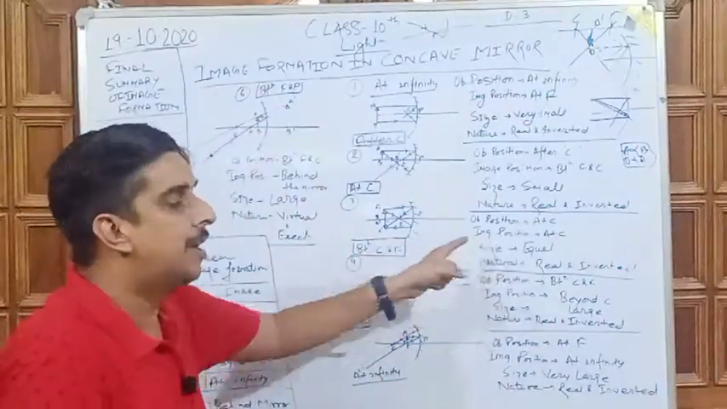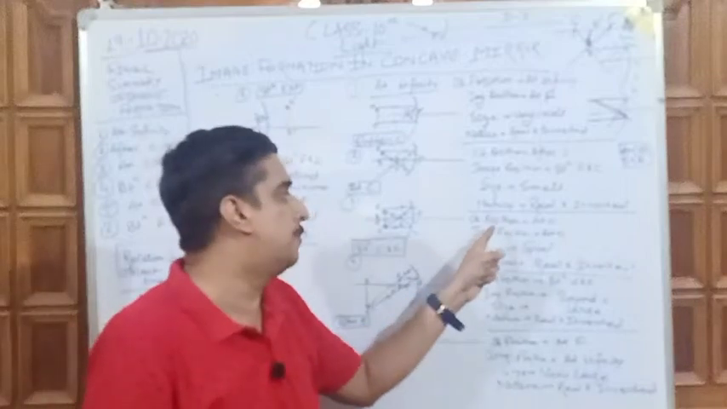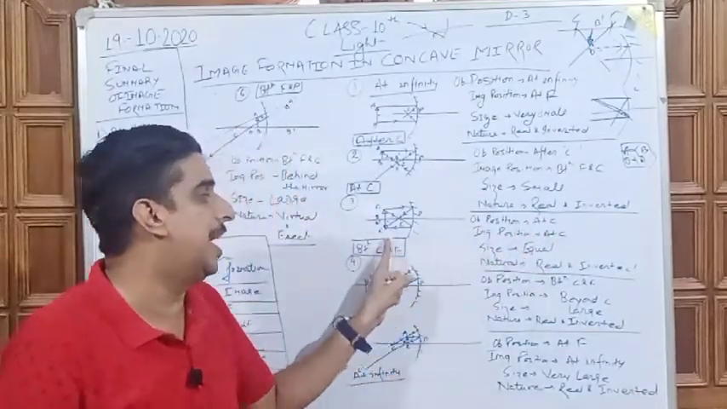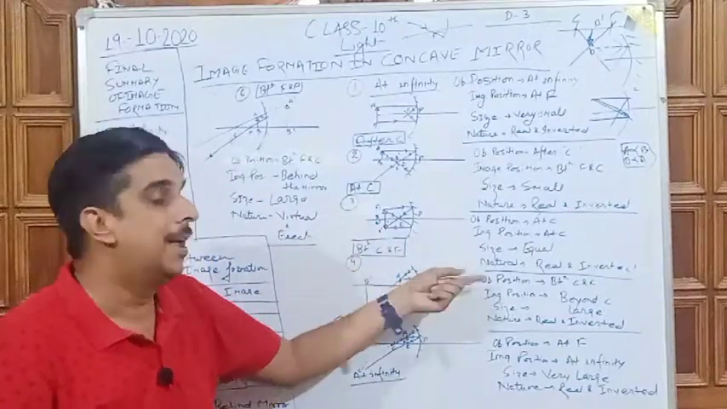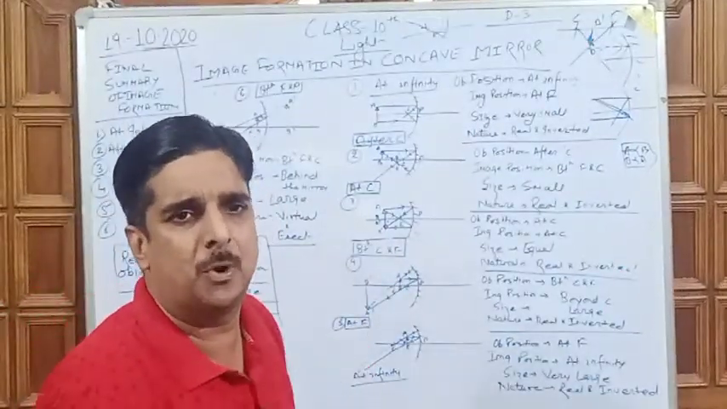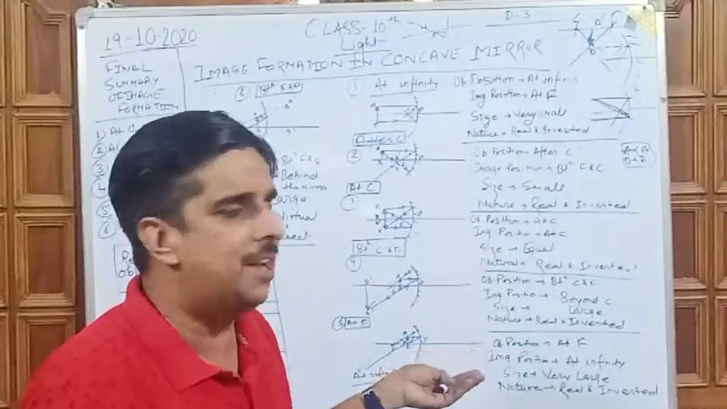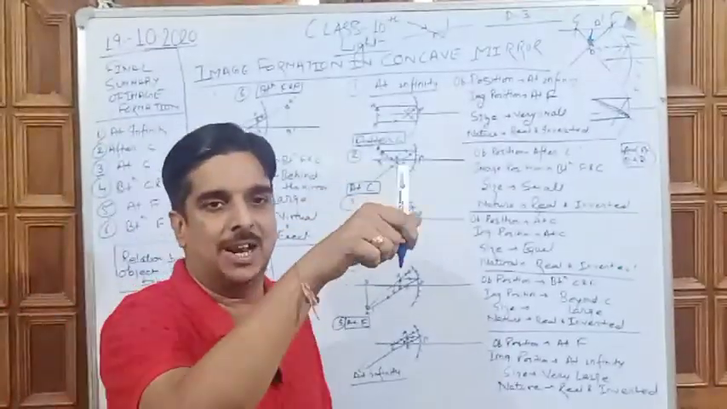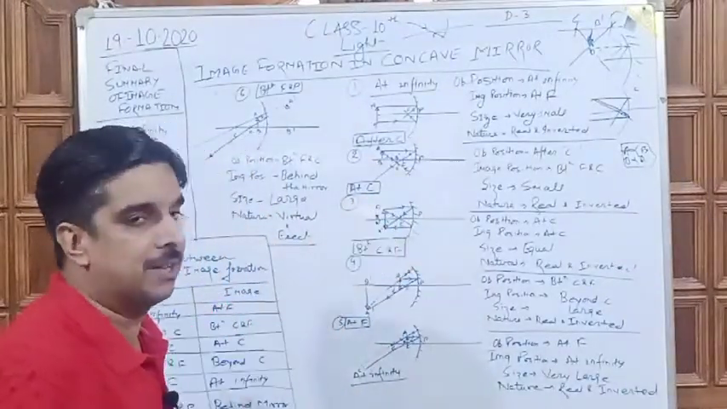So according to that, what we can write by my point: object position at C, image position at C, size is equal, and nature is clear that again the image is formed in front of the mirror. So nature is real and inverted. Ulta hai, real and inverted. So this one is my third point.